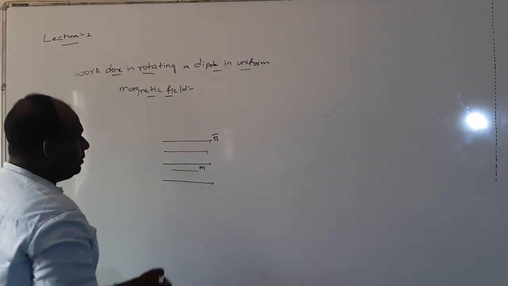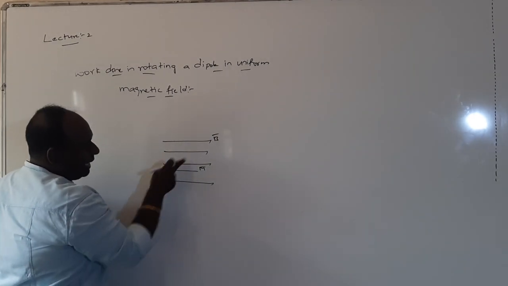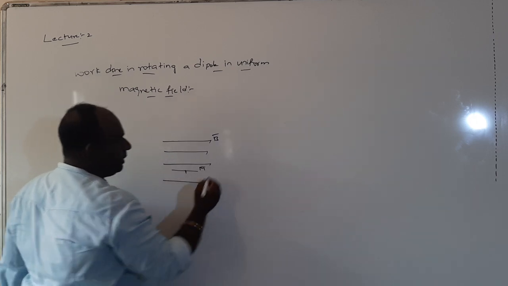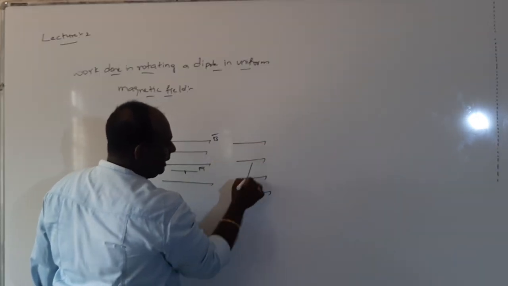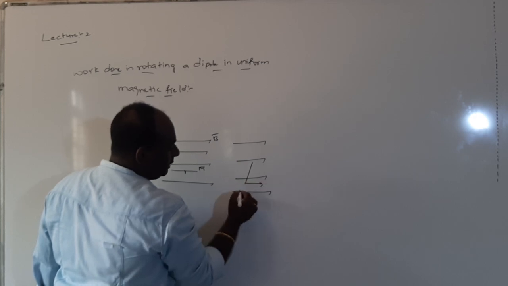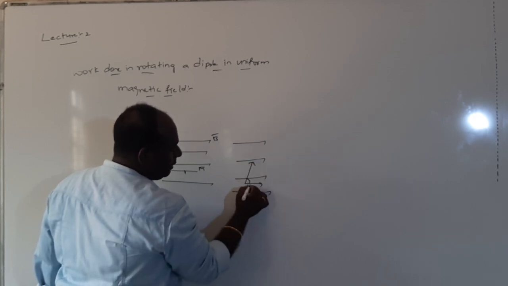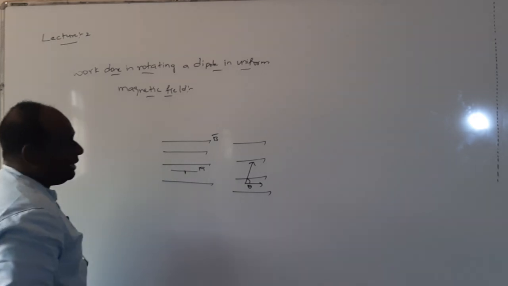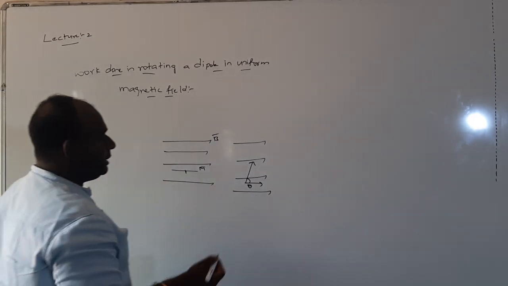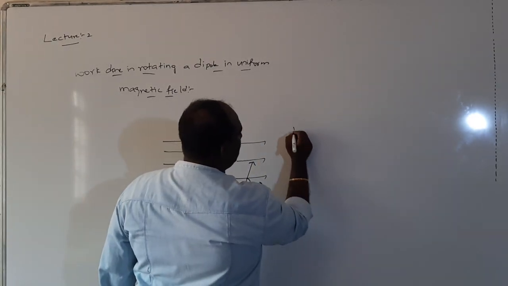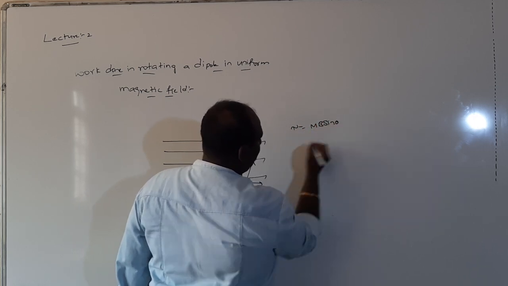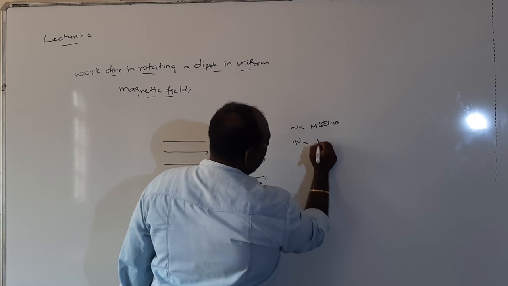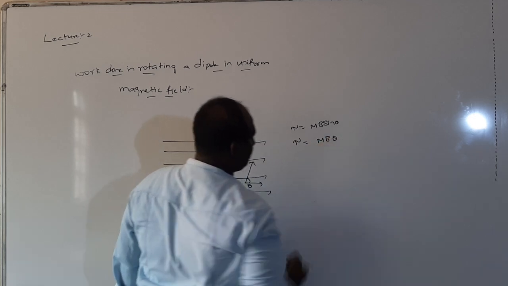Now what I am going to do is rotate this needle through an angle theta. Assume this is fixed at the midpoint. This is the initial position, this is the final position. I rotate it through an angle theta. Just now we discussed the torque acting: torque tau is equal to MB sin theta. If theta is very small, torque tau is equal to MB theta.